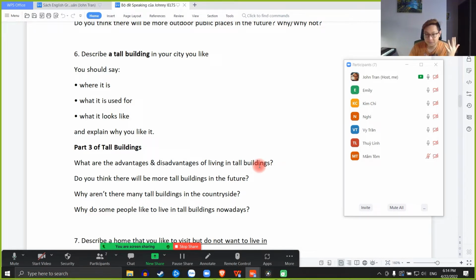Maybe just two advantages, okay? So the fifth sentence will be about disadvantages then. However, there are also drawbacks of living in skyscrapers as well, as a lot of people are afraid of heights. So, and being able to see many things from above can be a bit of a problem for them.